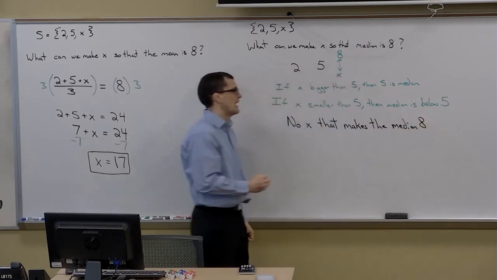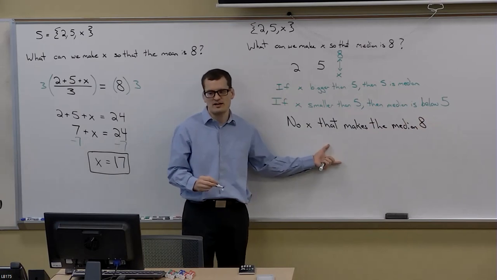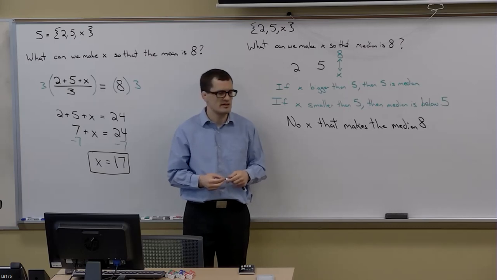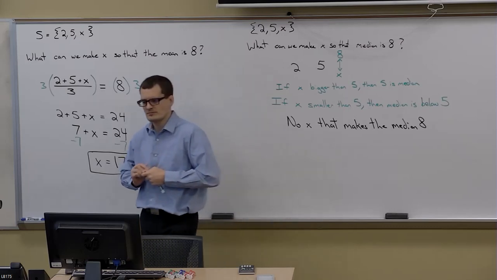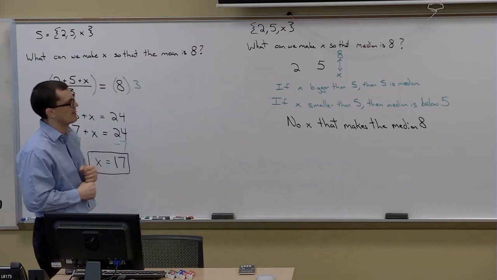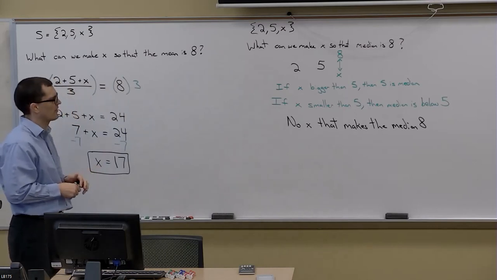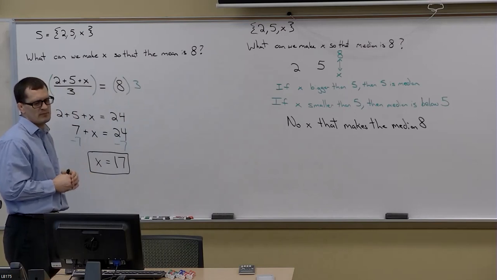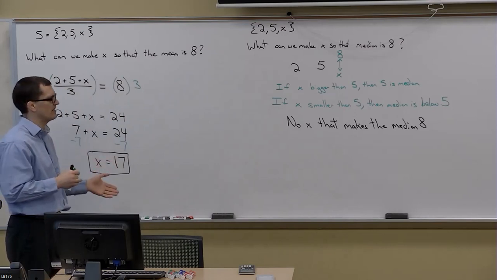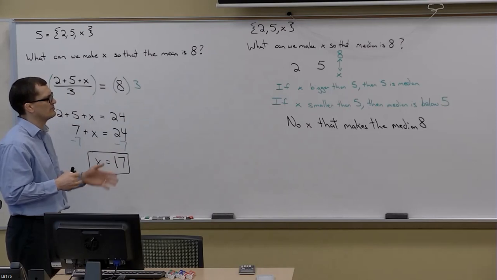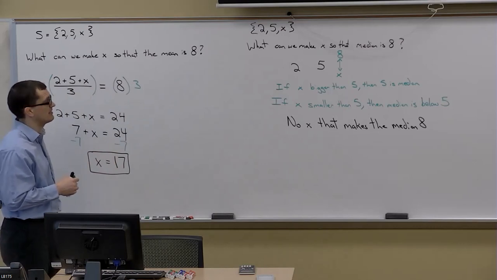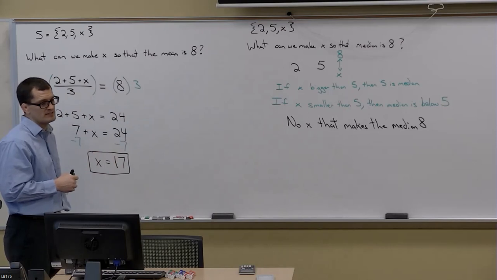On Moodle, I believe, in the blank, you'd have to write none or something to that effect. N-O-N-E. That makes sense? So if you make the x above 5, then the median becomes 5. If you make it smaller than 5, then the median is going to be smaller than 5. So the median always has to be 5 or below in this case.